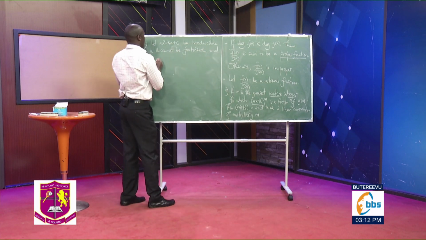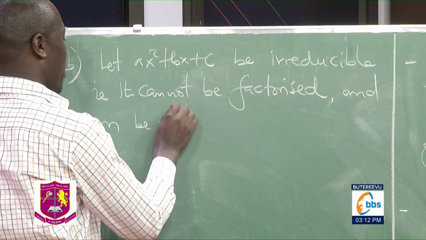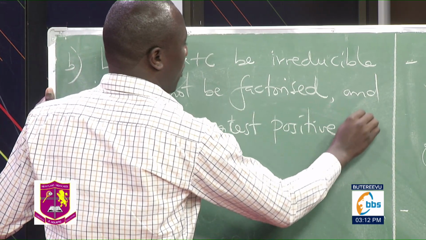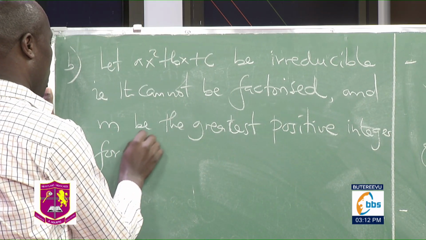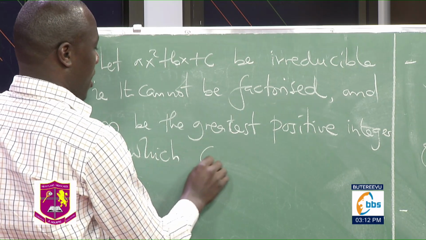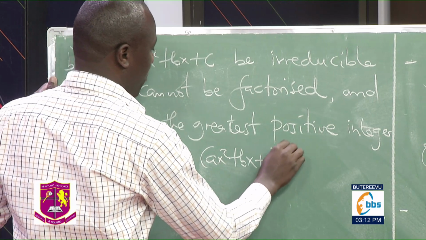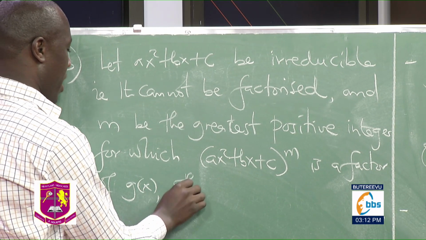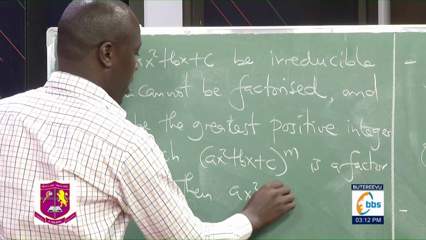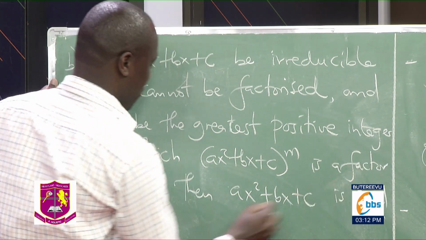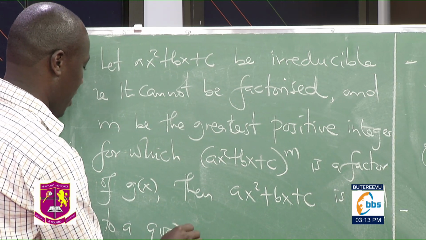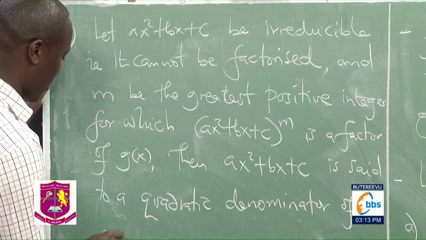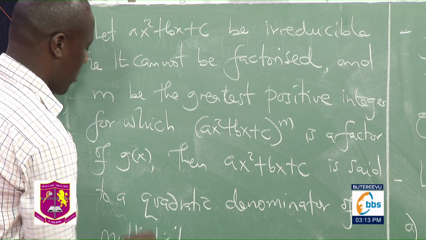And m be the greatest positive integer for which ax squared plus bx plus c to the power m is a factor of g of x, then ax squared plus bx plus c is said to be a quadratic denominator of multiplicity m.